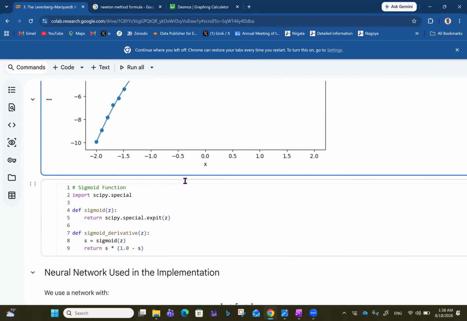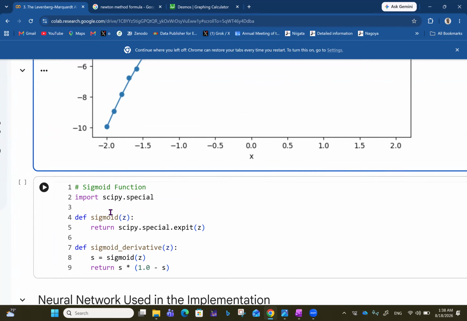Then you can have a sigmoid function. For the sigmoid function, you import SciPy special. If you check my playlist on numerical computation with Python, you will see scientific computation with Python, the special function, the special module under the SciPy library.